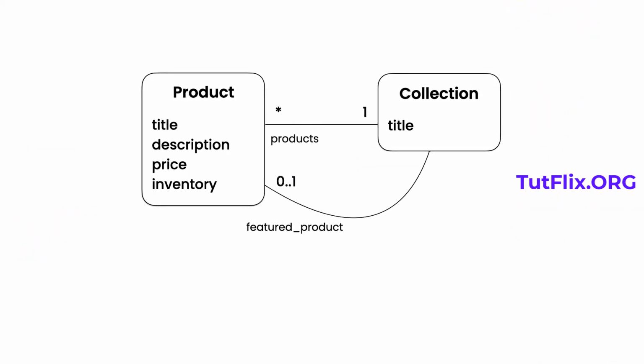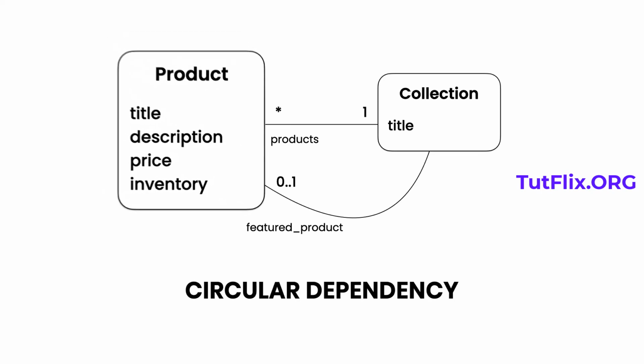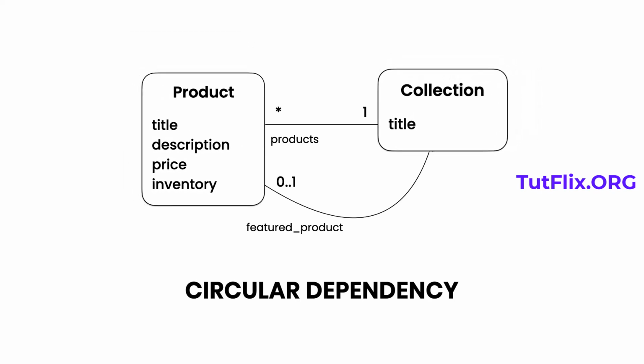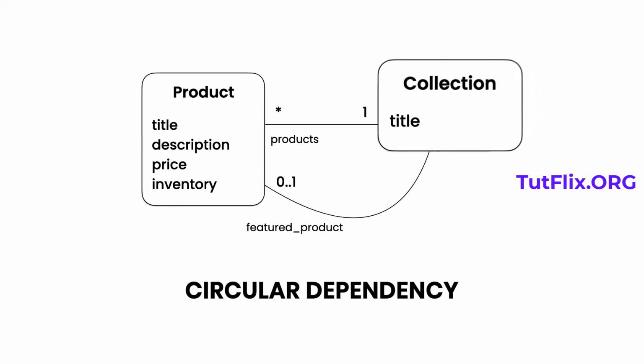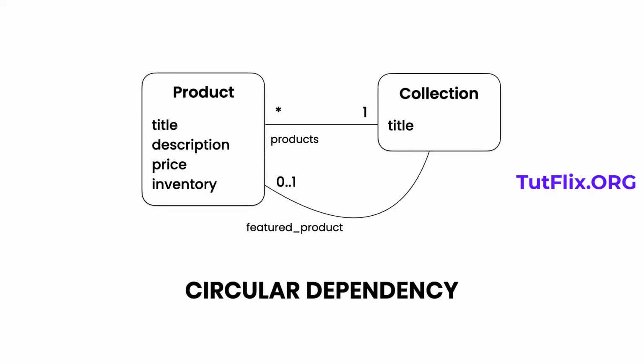Earlier, I told you that sometimes we can have multiple relationships between two models. So here we have two relationships between Collection and Product. Now, out of the two, we have only implemented the one-to-many relationship. Now, as part of implementing the other relationship, we're going to face a situation called a circular dependency, which is something we should avoid. A circular dependency happens when two classes depend on each other at the same time. So the Product class is going to be dependent on the Collection class, and at the same time, the Collection class is going to be dependent on the Product class. So let me show you how to handle this situation.